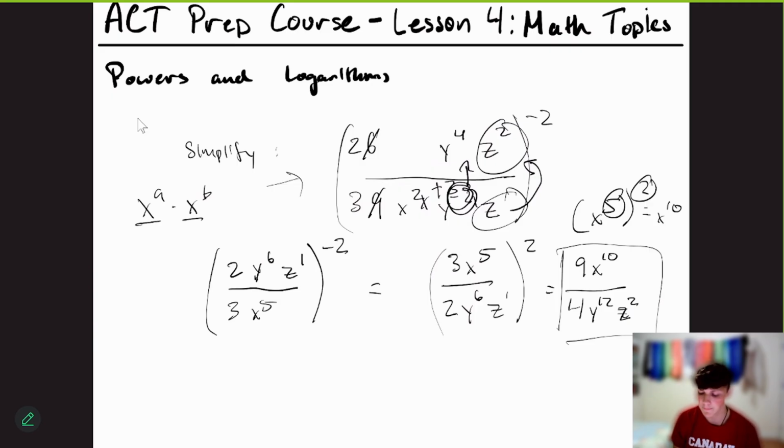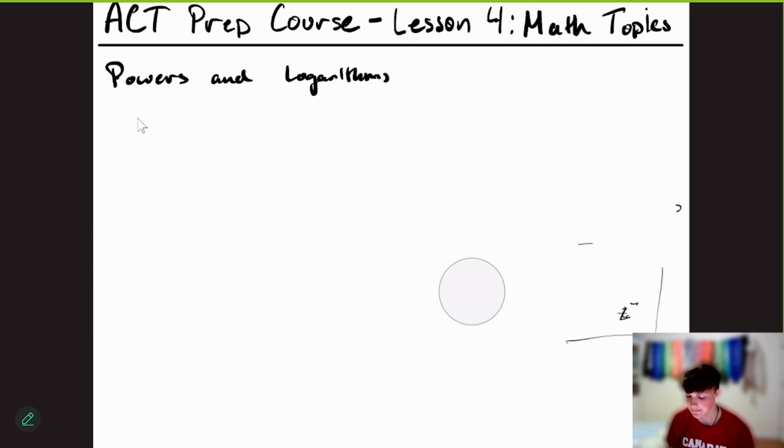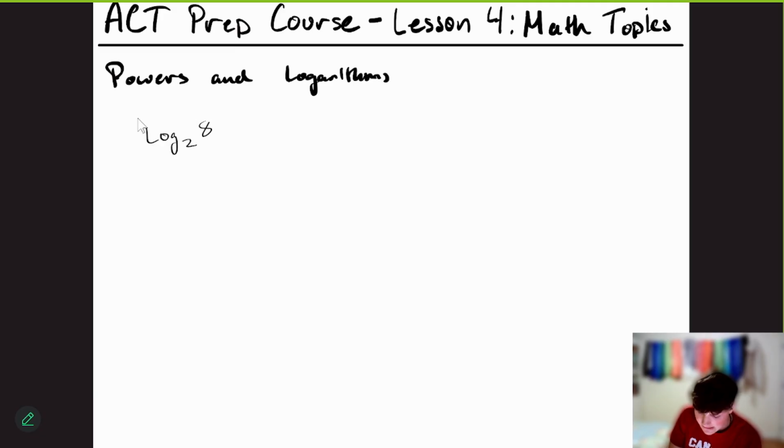Okay, so that's one of the big power rules that show up a lot on the ACT. Okay, so make sure you know how to do those. The last thing that comes up with logs and powers like this, right, is log. Let's say we have log base 2 of 8 equals 3. Actually, there's a better way. There's a couple of rules. First of all, let me just write the rules down.